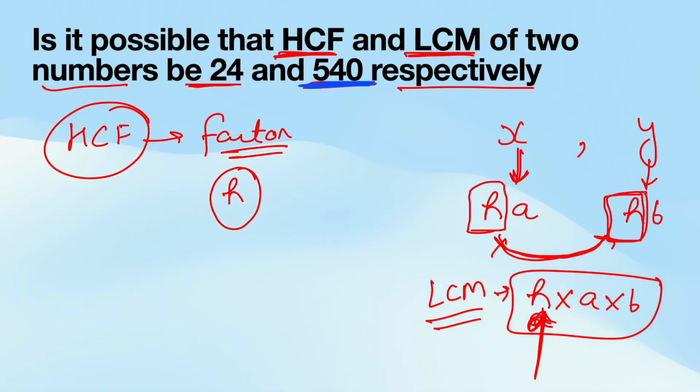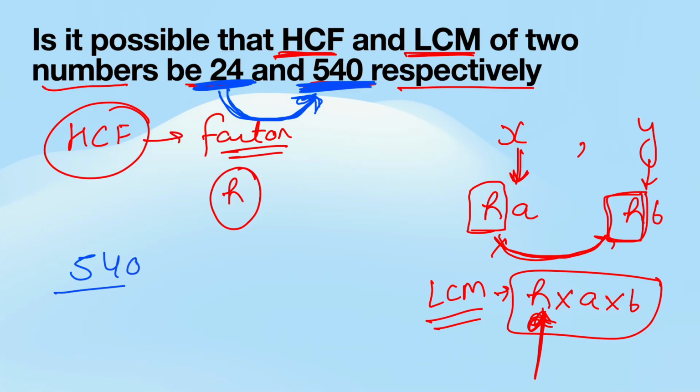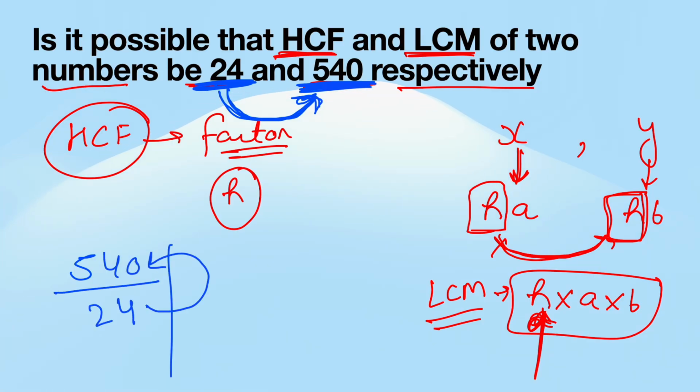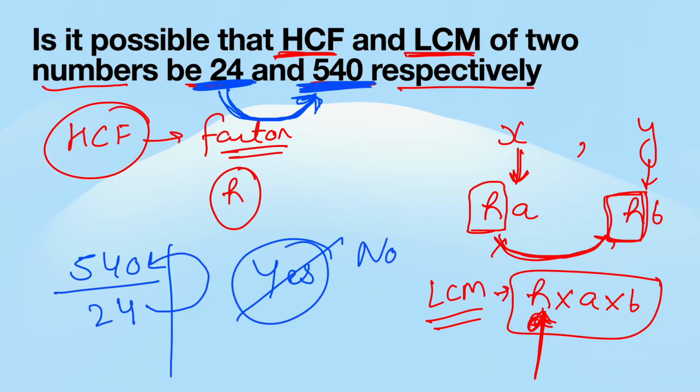LCM is 540, right? And HCF is 24. I need to check if in the LCM one of the factor HCF is there or not, right? Just divide them. Every time just try to divide. If HCF can divide the LCM, then yes, it is possible. Otherwise, no, it is not possible, right? When we try to divide them, what I am getting? They are not completely divisible, right?